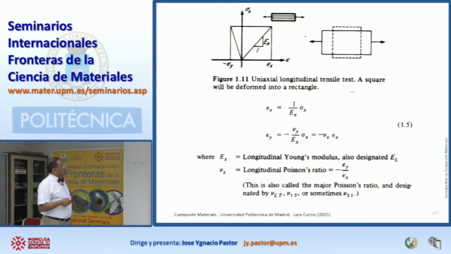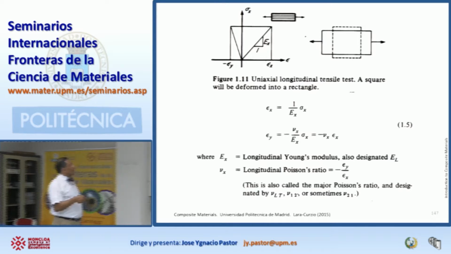Now, we can calculate the strain in the X direction using the value of the stress divided by the slope, which is Young's modulus. And that's how we calculate the strain in the X direction. And then we can calculate the strain in the transverse direction using the Poisson's ratio, okay? And in this case, we define the Poisson's ratio X as the ratio of the transverse strain Y divided by the longitudinal strain X, okay? That's how we define the Poisson's ratio.